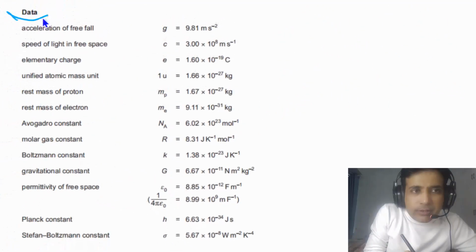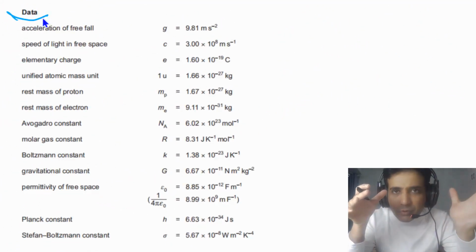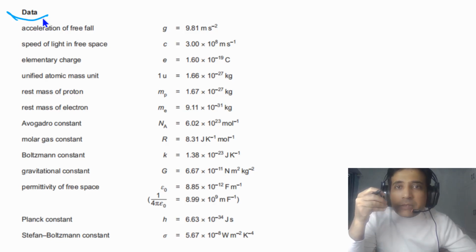On the second page of the exam paper, data is given to you, meaning values of some constants are given to you. If you need the value of any constant for some calculations in your exam, you can come to the second page of the exam paper and you can find values of constants.